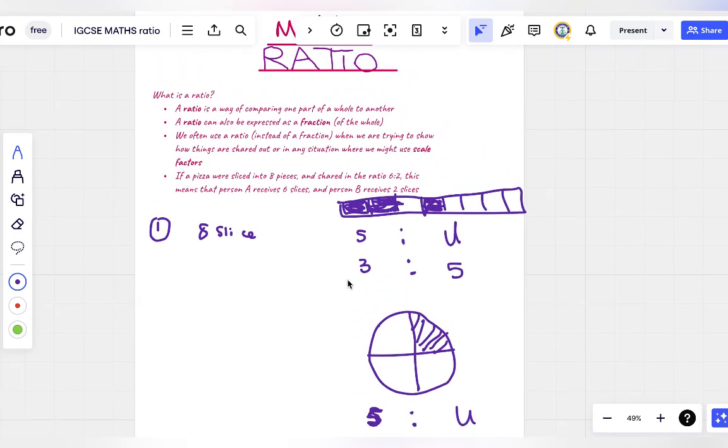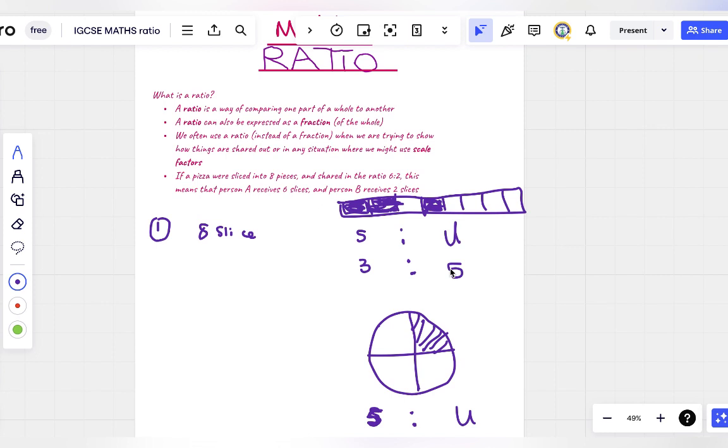So, from the definition, we say ratio is a way of comparing one part of a whole to another. The shaded one is one part. The unshaded one is another part. And it's the same whole thing. So a ratio is a way of comparing one part of a whole to another part. A ratio can also be expressed as a fraction of the whole.